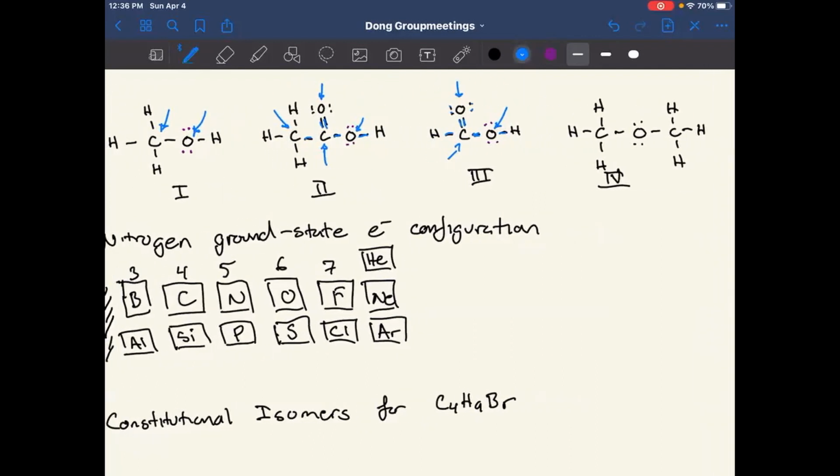For the next structure, we have to look at the first carbon. This has 4 single bonds to it, a total of 8 electrons, following the octet rule. This oxygen right here has 2 single bonds and 2 lone pairs, which is a total of 8 electrons as well. That follows the octet rule. This carbon right here has 4 single bonds to it. This one also follows the octet rule. So this is the correct structure out of the 4.